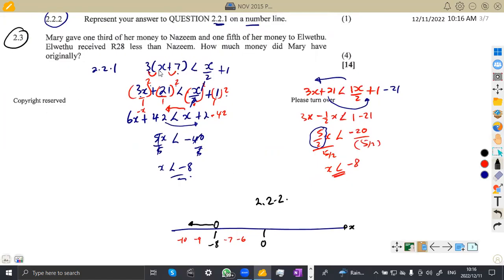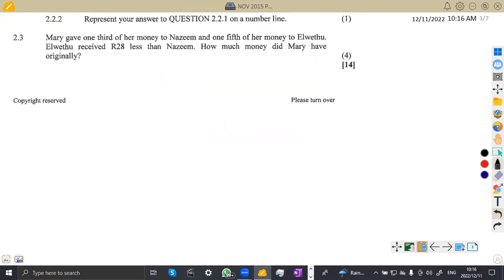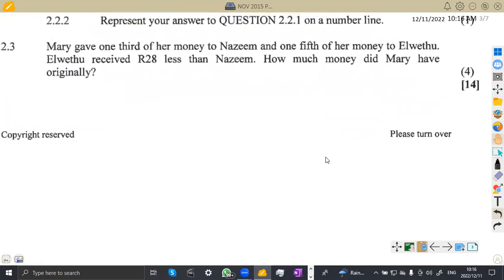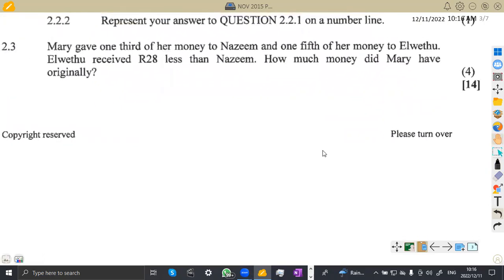All right, on 2.3, we are given, let's remove so that we can just work it down here. So on 2.3, we are given that Mary gave 1/3 of her money to Nazim, and 1/5 of her money to Eletu. Eletu received 28 rand less than Nazim. How much money did Mary have originally?